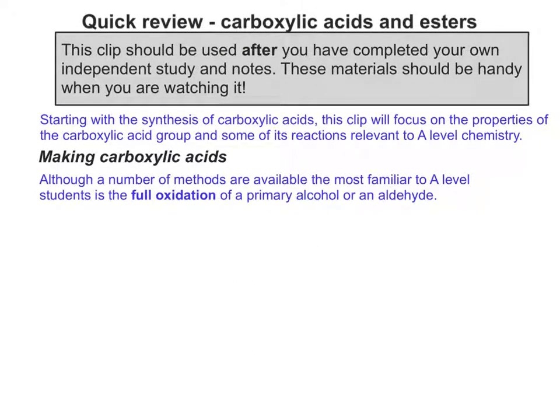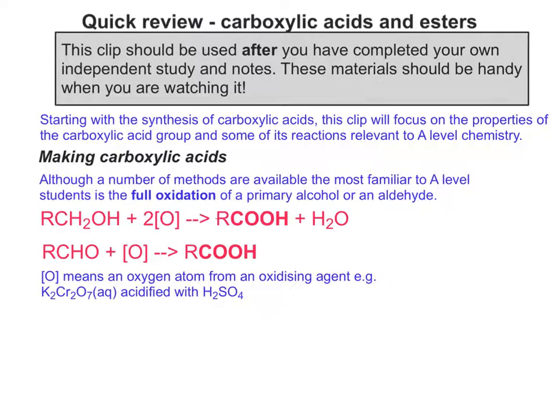Although in actual fact there's quite a few different ways of making a carboxylic acid that are available to your average organic chemist, the most familiar to most A-level students would be the full oxidation of a primary alcohol or an aldehyde. So the O in square brackets means an oxygen atom provided by an oxidizing agent, and obviously the most commonly used one that's referred to in A-level chemistry is potassium dichromate acidified with sulfuric acid. So the carboxylic acid group is written in structural form as COOH.